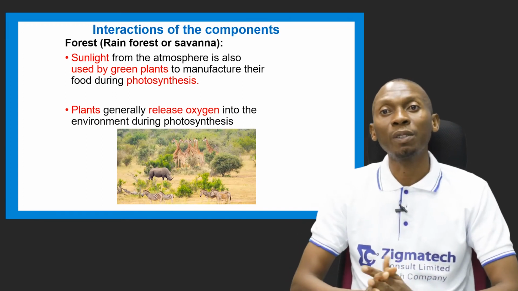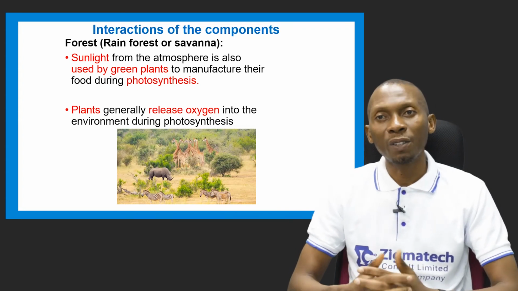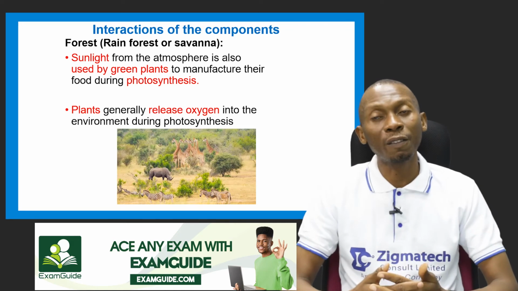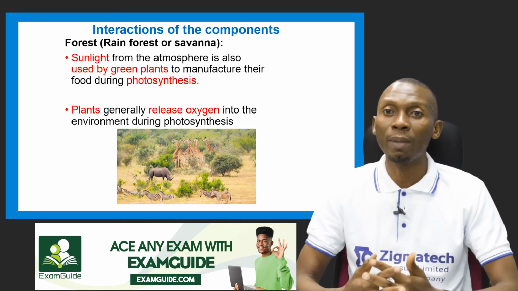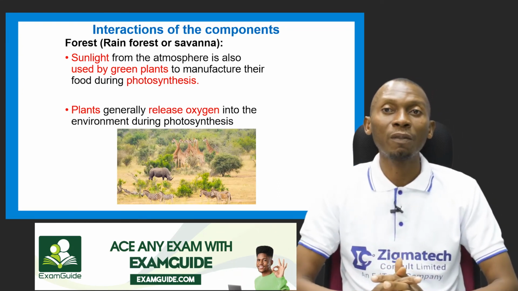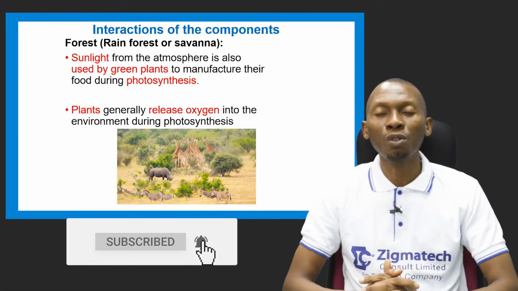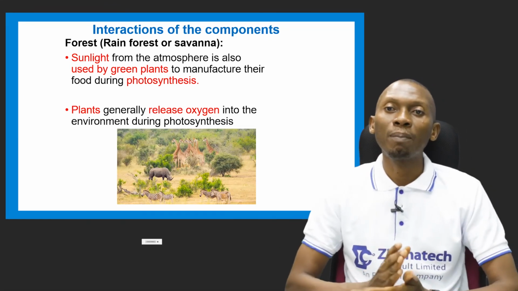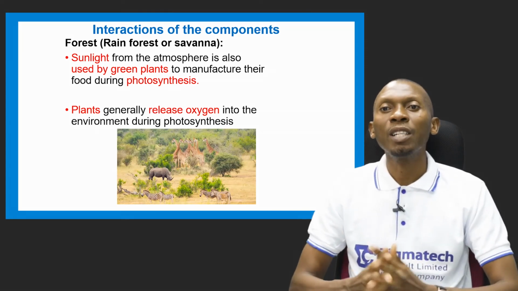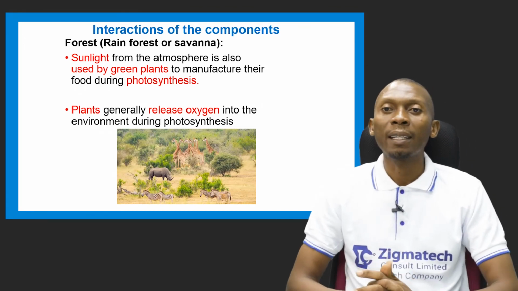Now, sunlight from the atmosphere is also used by the green plants to carry out photosynthesis. The sunlight is an abiotic factor, while the green plants is a biotic factor, so I believe we should understand when I'm mentioning these various relationships. So the sunlight from the atmosphere is used by the green plants to manufacture their food during photosynthesis, while the plants also release oxygen into the environment, which is now used up by the animals.